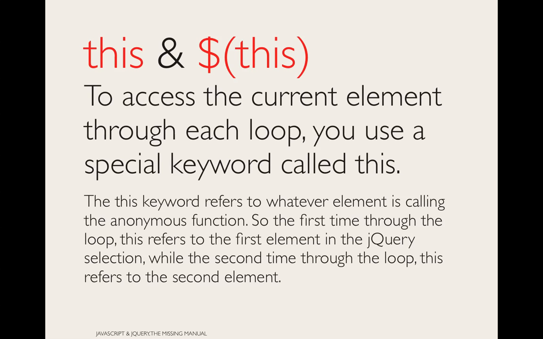Last little thing. If you remember the keyword this, we're going to use it. And jQuery can use this keyword, but typically to access the current element through each loop. Now, this keyword refers to whatever element is calling the anonymous function. Let that settle in a little bit. So the first time through the loop, it refers to the first element in the jQuery selection, while the second time through the loop, it refers to the second element. Yikes.